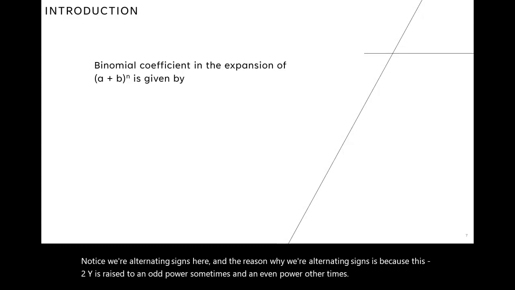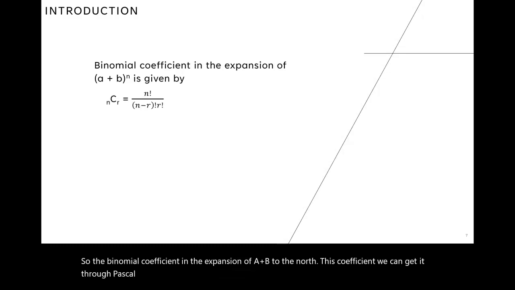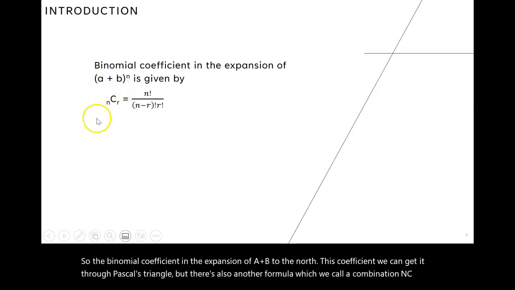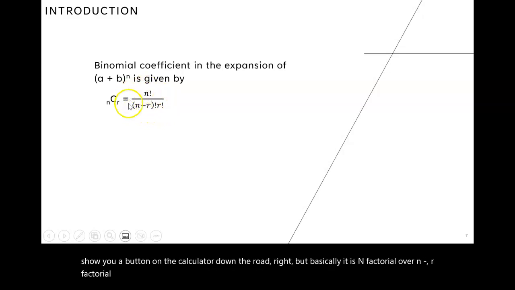All right, so the binomial coefficient in the expansion of (a + b)^n, this coefficient, we can get it through Pascal's triangle, but there's also another formula, which we call a combination, nCr. I'll show you a button on the calculator down the road, but basically it is n factorial over (n minus r) factorial times r factorial. And it's going to show us all the different ways that we can rearrange r things among n total things.